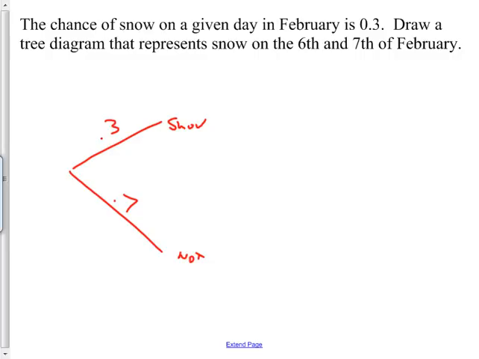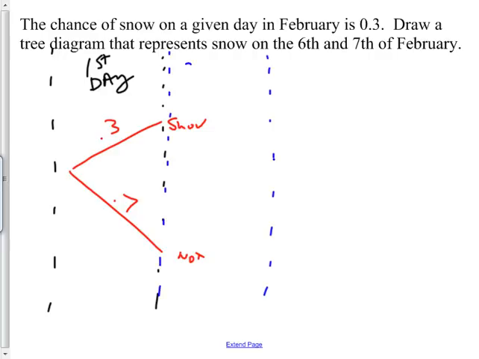This is the first day, which was on the 6th. And this is our second day. I'm going to make dotted lines here. The first day is here in black. Our second day is over here in blue. If this was about babies, it'd be the second baby being born is over here in the blue column.